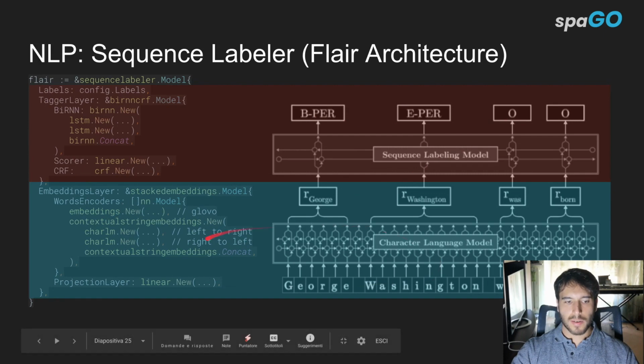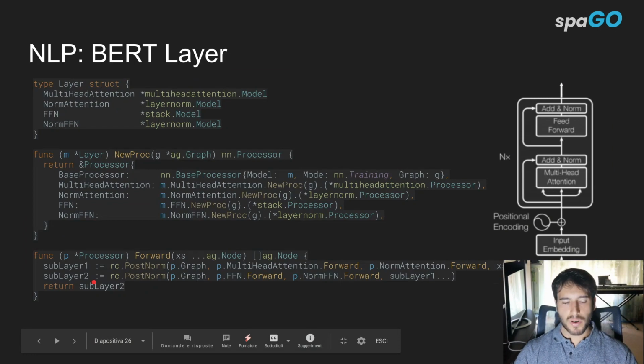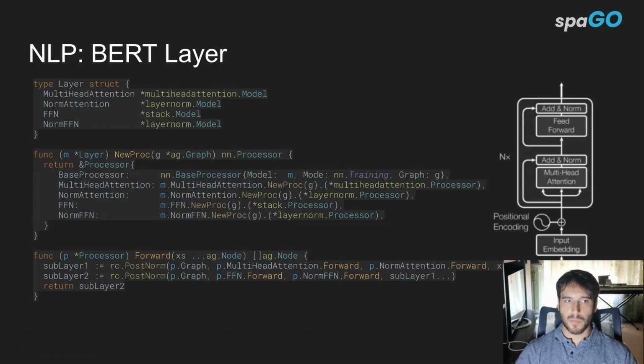Same story for the blue part, which is the contextual word embeddings, I would call it this way. You can create arbitrarily complex stacked embeddings models, concatenating, for example, the pre-trained GloVe or word2vec embeddings. You can also use the original implementation, the contextual string embeddings, using pre-trained left-to-right and right-to-left character language models, and reduce the dimensionality with a projection layer. Not so different, the overall principle from the BERT layer.